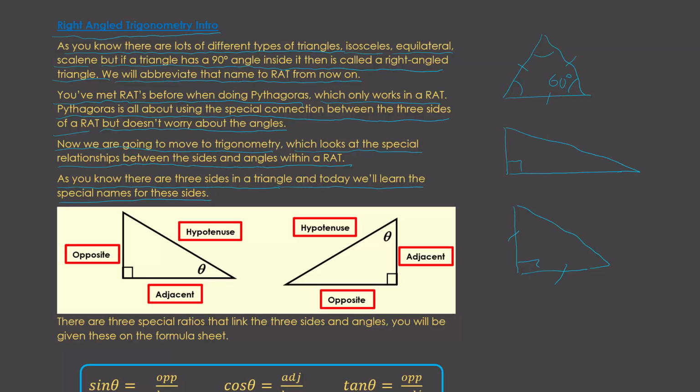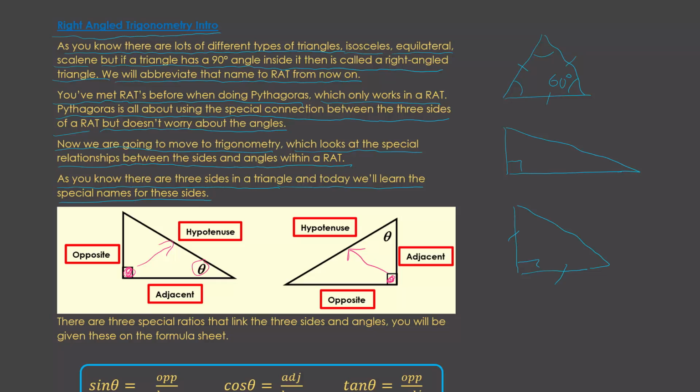So here we have a right-angled triangle with the right angle just here. We know the side opposite that angle is the hypotenuse. We did this when we were looking at Pythagoras' theorem. So the side opposite the right angle is the hypotenuse, and that's the longest side of the triangle.